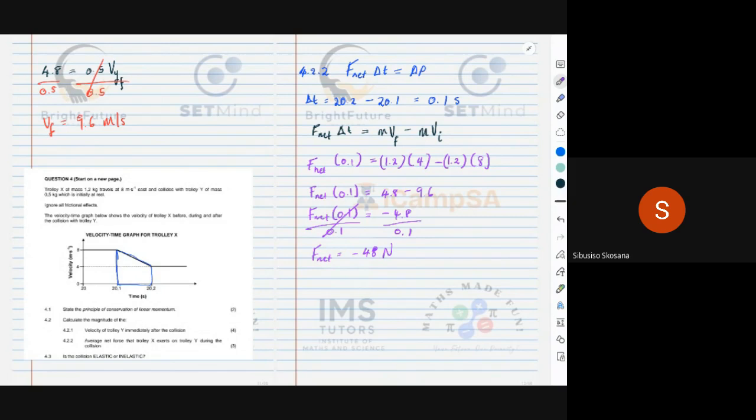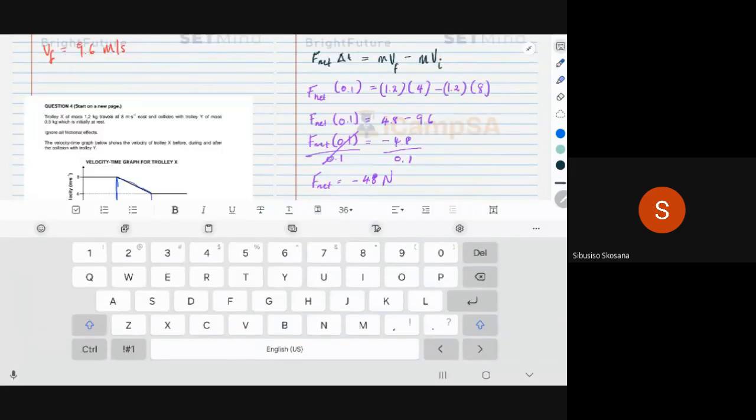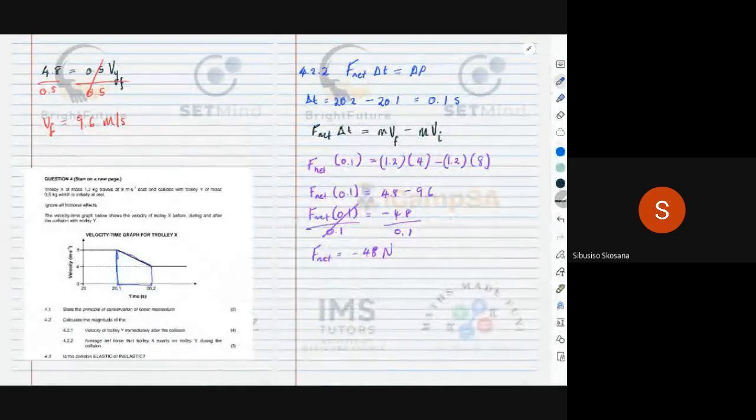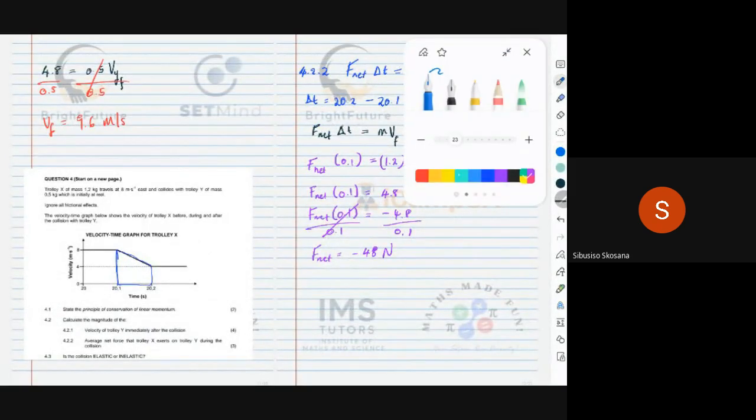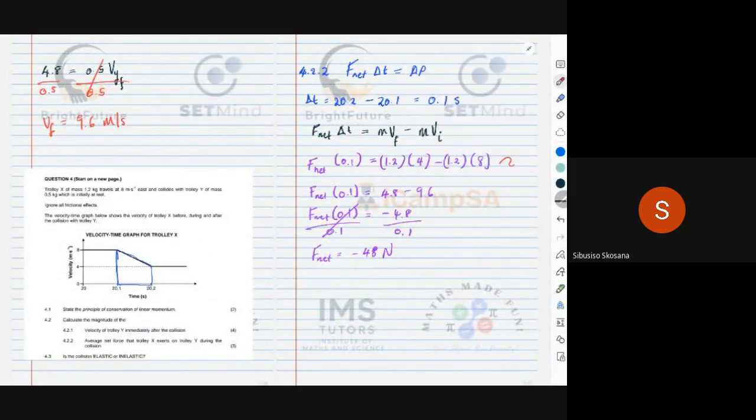But let's do it also using box X, box Y. So this was using box X here. Let me write it in red. Just say this is box X here.